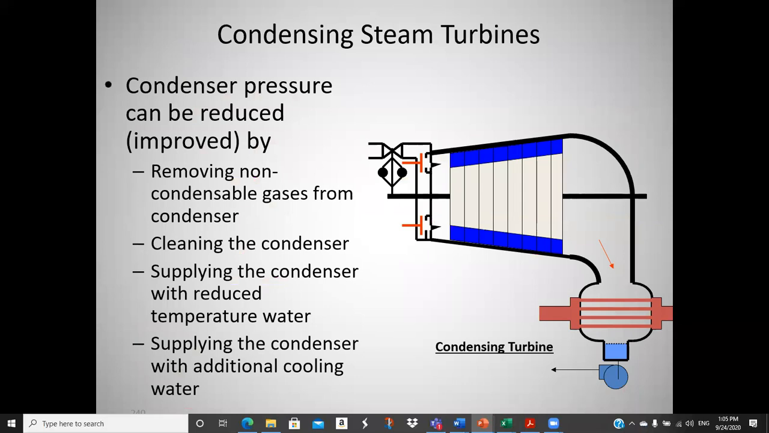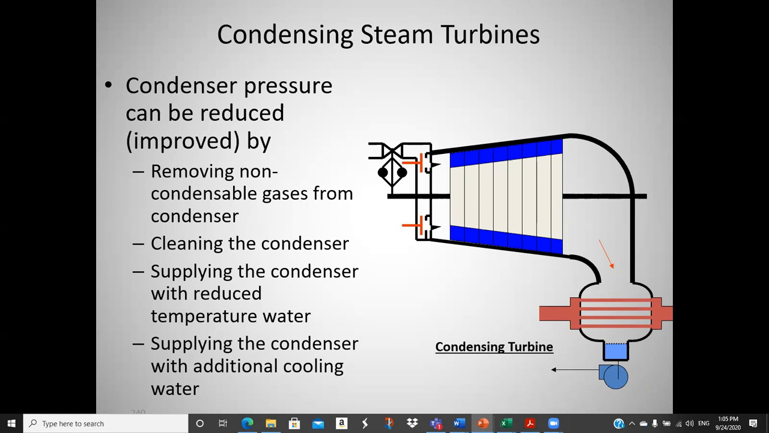Okay, condenser pressure can be reduced. So if we can get the back pressure down lower, we have a bigger delta P, we get more power out. Well, one thing that happens is that we get non-condensable gases. You get some air, you get some nitrogen, you get some other stuff that gets down there in that condenser, and then all the steam comes in, you've got extra gas down there, and the back pressure goes up.